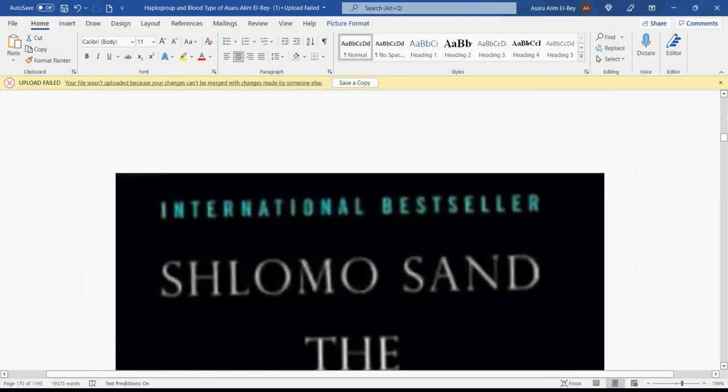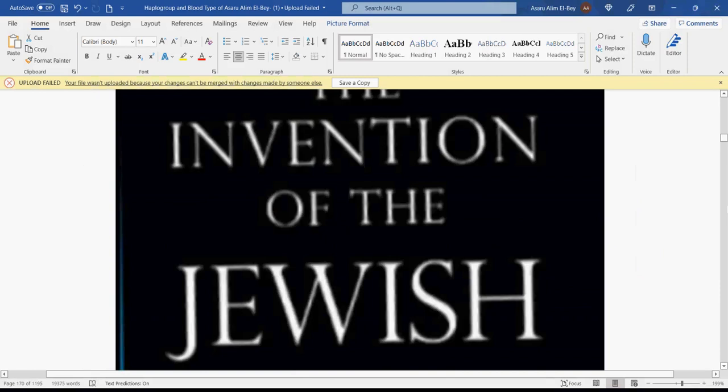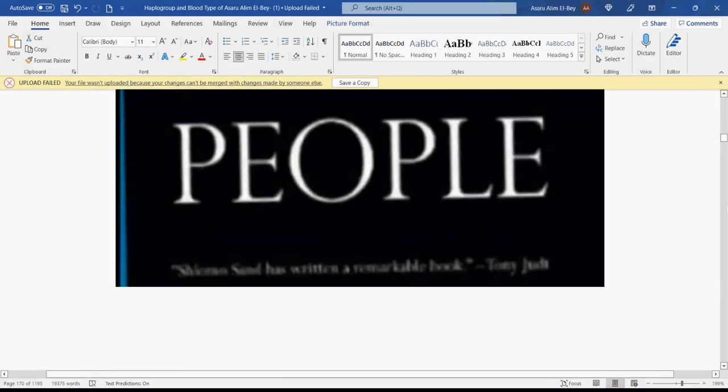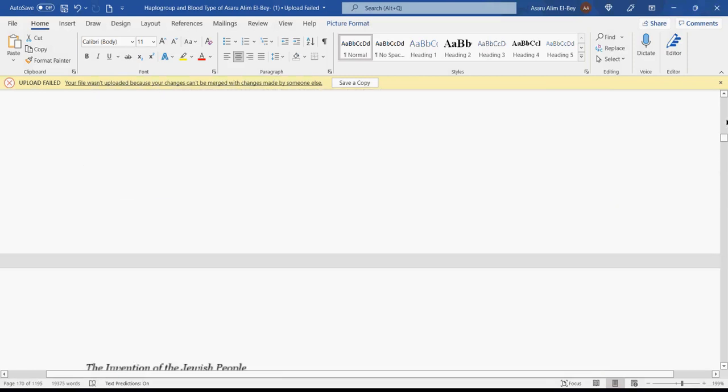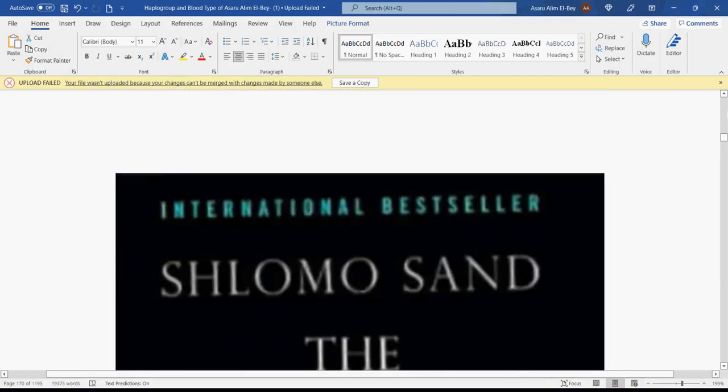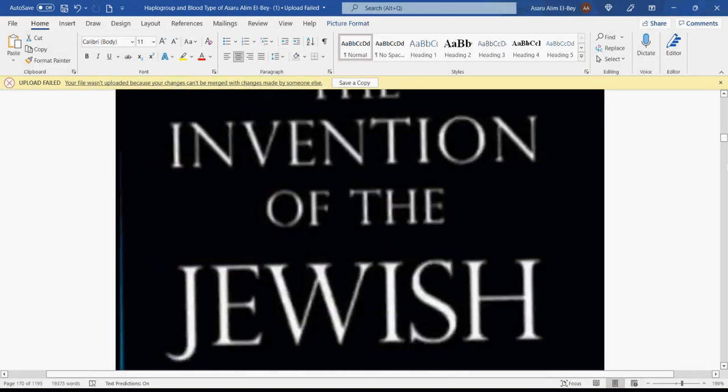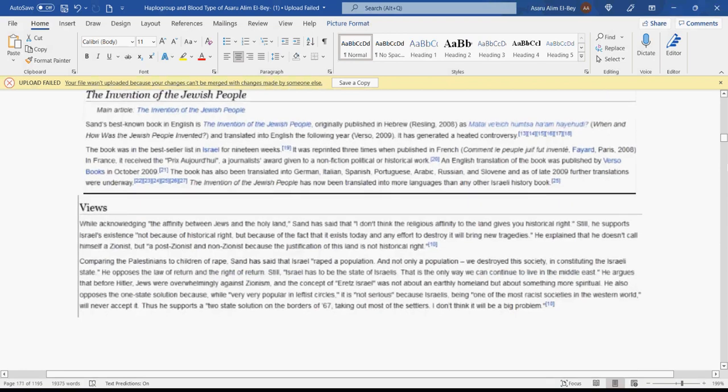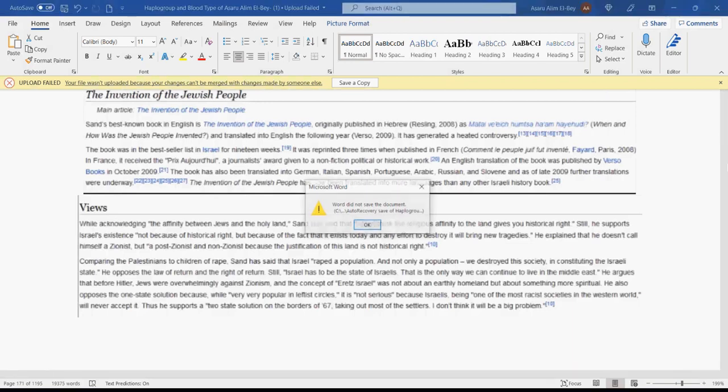All right, I'm going to end there. Right here, The Invention of the Jewish People, book written by Shlomo Sand. Get that book. It's about the Ashkenazi bloodline and so forth and so on.